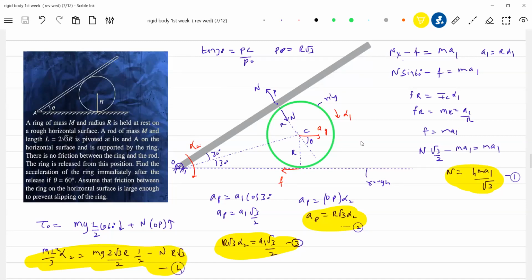Can you solve this afterwards? I'll put only the answer: root 3 G by 12. Acceleration is G by 4 root 3, given. Both are same, sir, root 3 G by 12, that only. Both are same. No, root 3 G. Yeah, A1, no? This is.